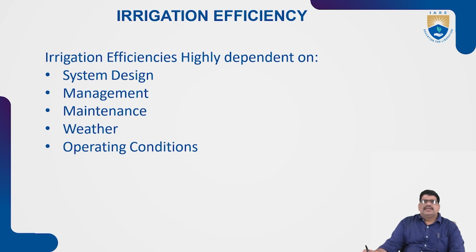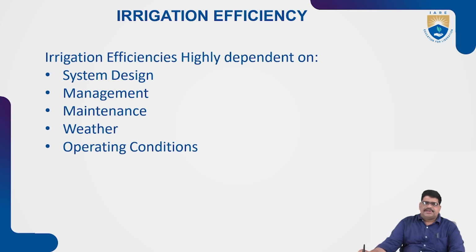Regarding system design, it depends on how the irrigation canals and the irrigation system are constructed, and on the different types of soil, as we discussed in the previous slide, along with percolation and losses. These also depend upon the system design.